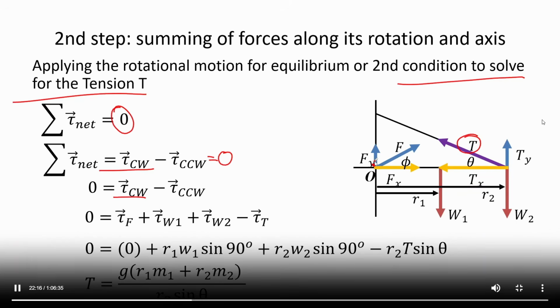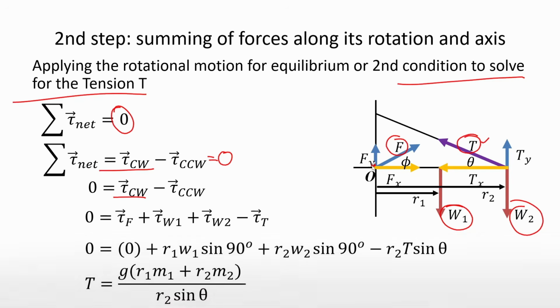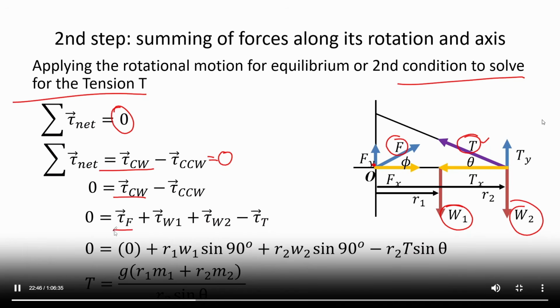Okay, so for the torque that contributes clockwise, if we assume this is the pivot point, let's identify first the forces. So you have the force F, then you have the weight 1 and weight 2 and the tension. So first is force F. The force F would not contribute to any rotation since it is directly lying on the pivot point. So that's why it's 0.